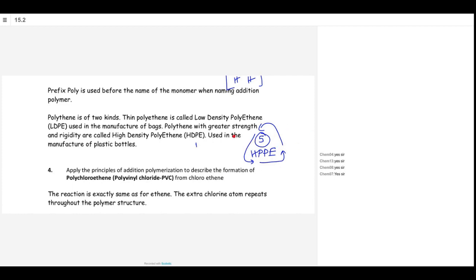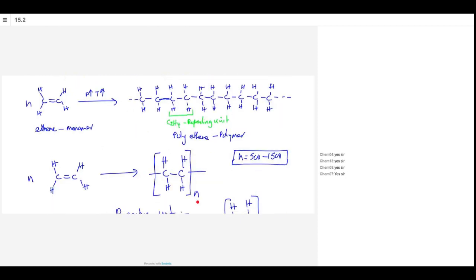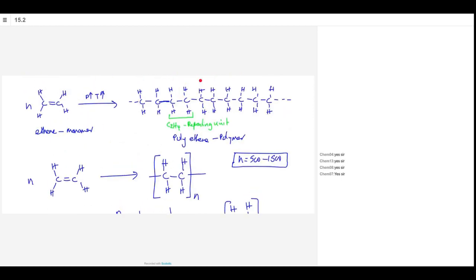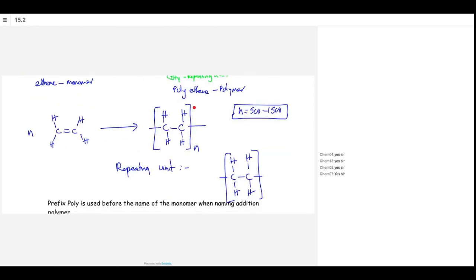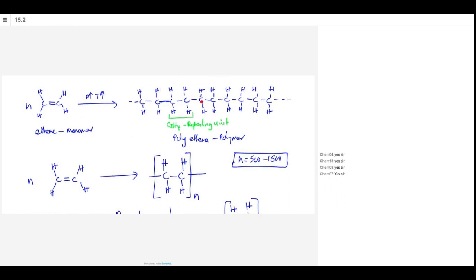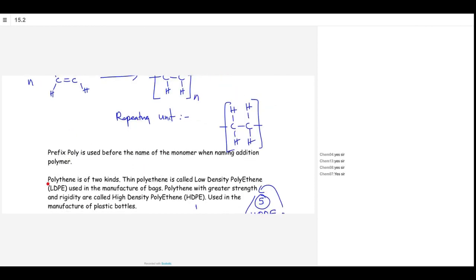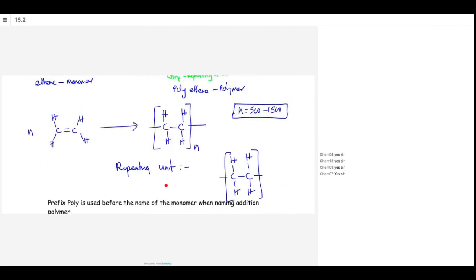So that is the application of polyethene, right? So the monomer, the polymer structure, in short and in detail: this is a polymer structure showing many repeating units. This is a polymer showing one repeating unit. And always remember, when it comes to naming addition polymers, you use the prefix poly before the name of the monomer, right? Clear?